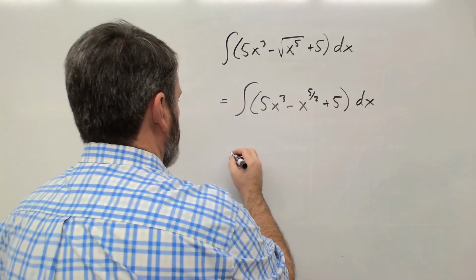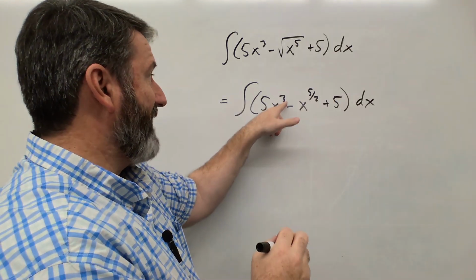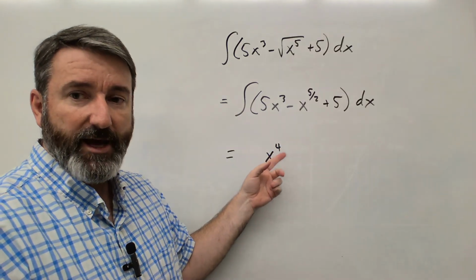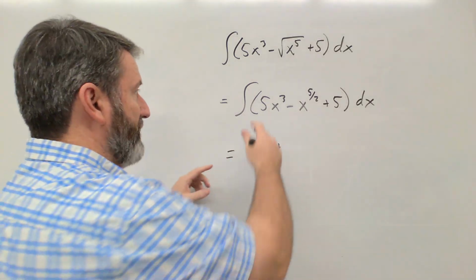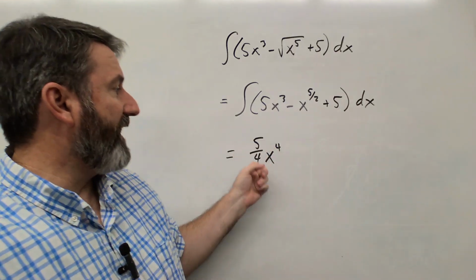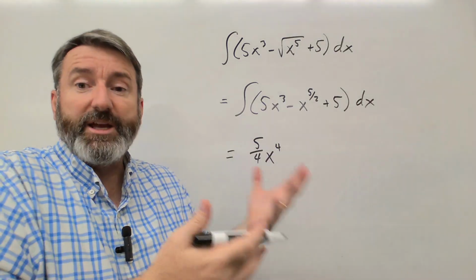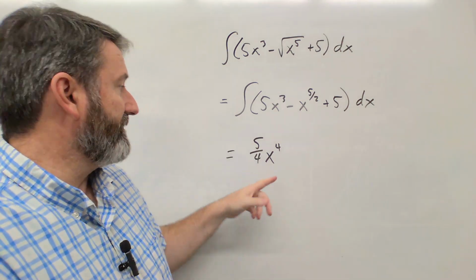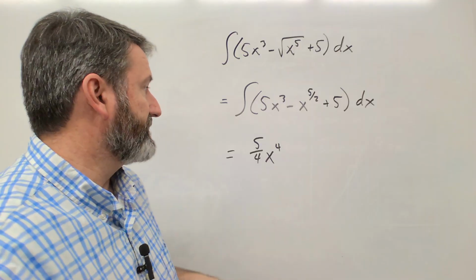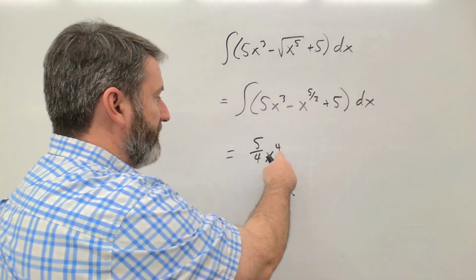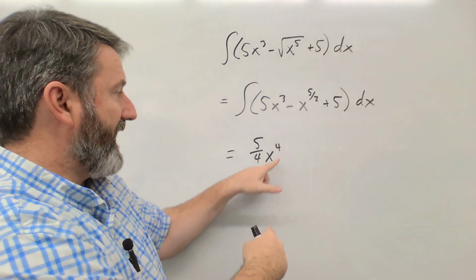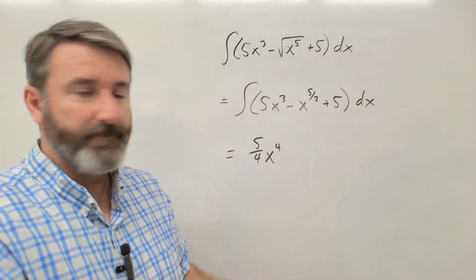So we're going to add 1 to our exponent, so that's going to be x to the fourth. And then we're going to divide by that new exponent. So dividing that 5 by 4 gives us 5/4 x to the fourth. And we can check that that is the antiderivative by taking the derivative of this and seeing if we get 5x cubed. If we took that 4 multiplied by the 5/4, 5/4 times 4 is 5, x to the third.